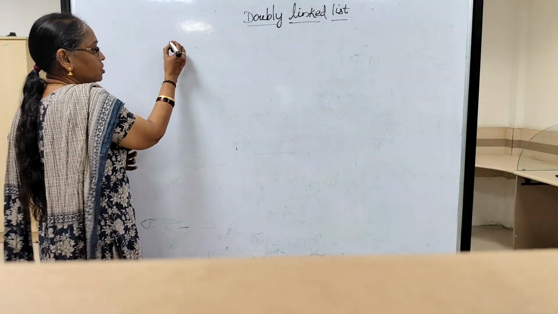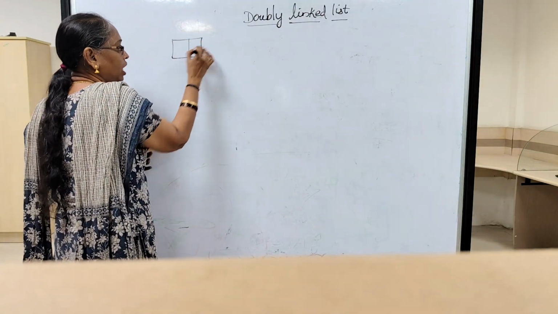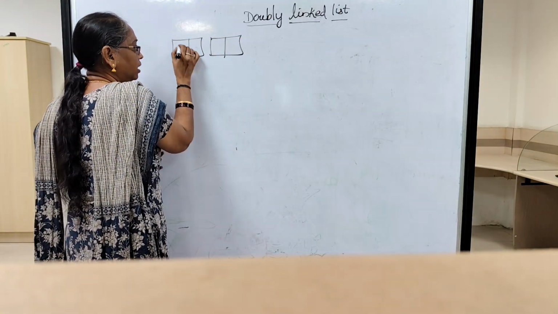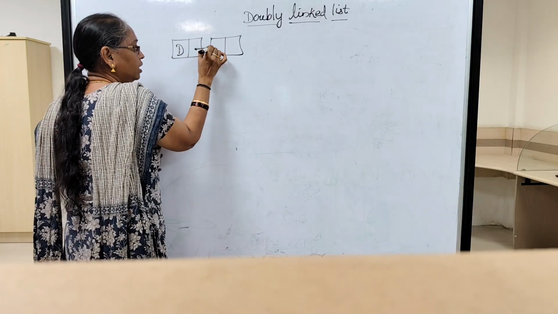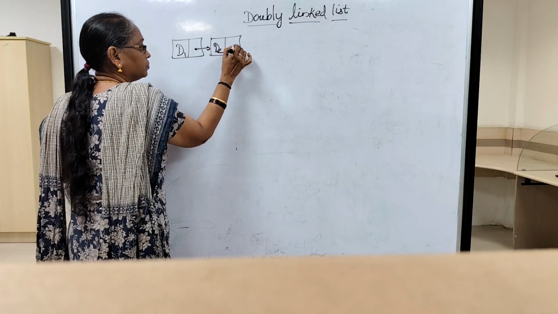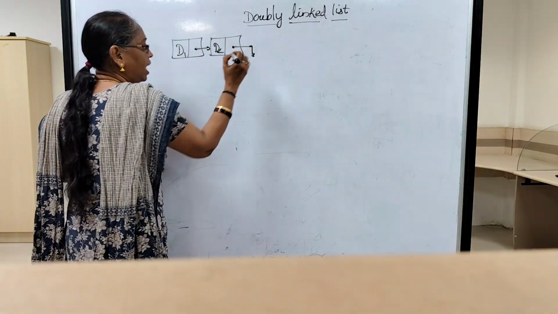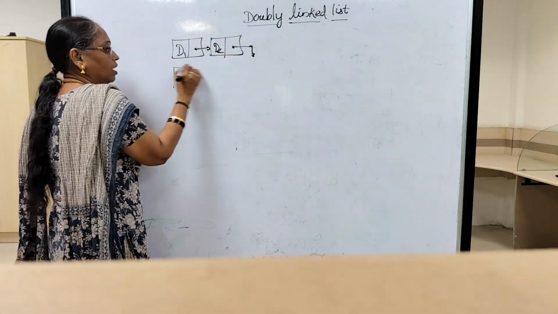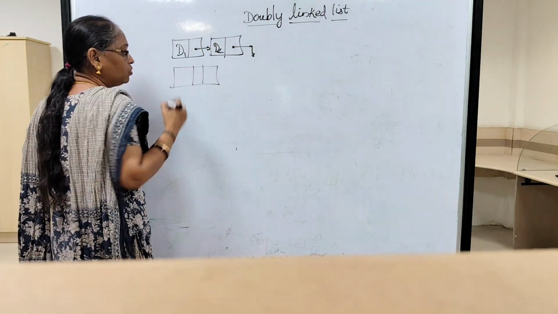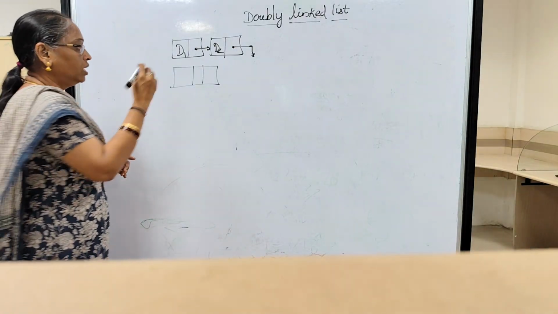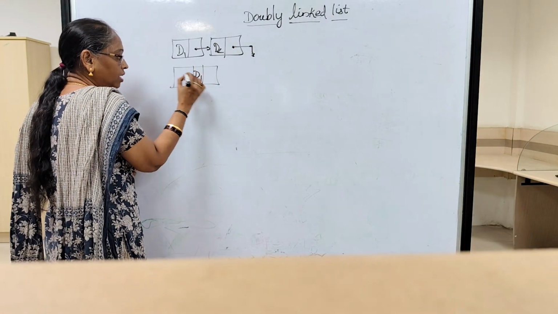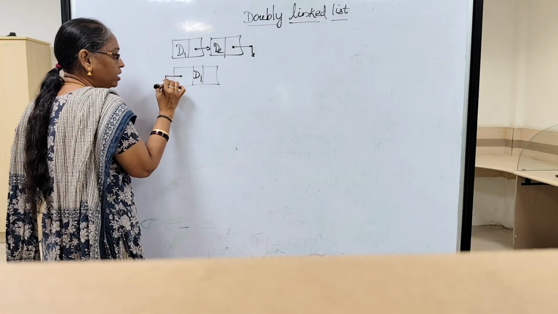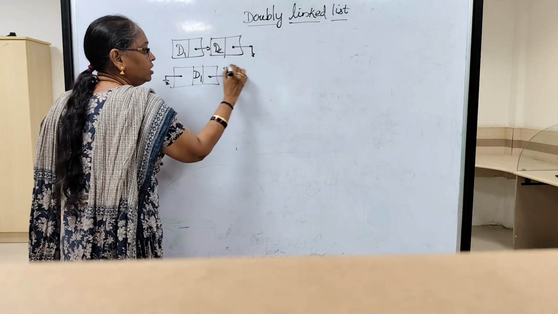So singly linked list, what is a singly linked list? I will be having the data and address of the next node. So this is how I can have the singly linked list. What is doubly linked list? I will be having three pieces of information in every node: the data, the address of the previous node, and the address of the next node.